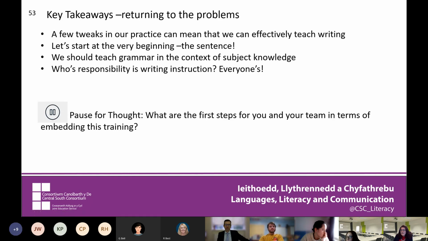So here are some key takeaways. I started off with a very bleak picture. And to conclude, I want us to return to some of the key issues surrounding writing with fresh eyes and to realise that lots of the problems can be addressed relatively easily with low effort, low transaction and time costs, but high impact. Pause for thought. What are the first steps for you and your teams in terms of embedding this training?